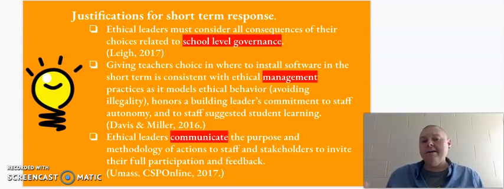And then why does all of this need to be communicated to others? Well, ethical leaders communicate the purpose and methodology of actions to staff and stakeholders, and that invites their full participation and feedback.